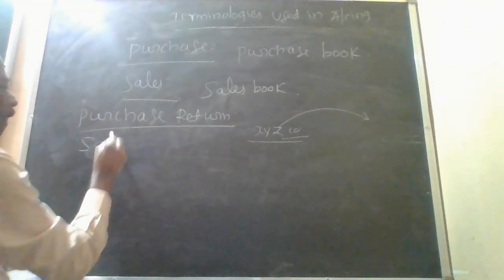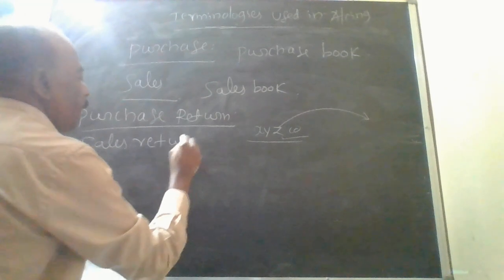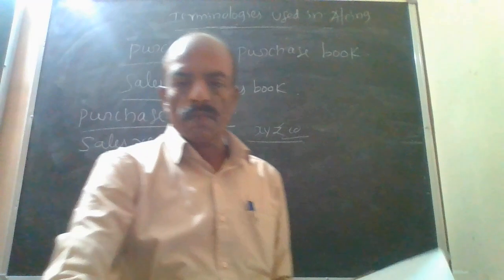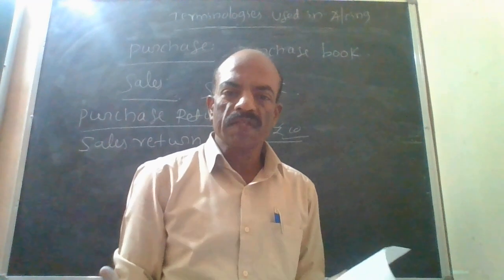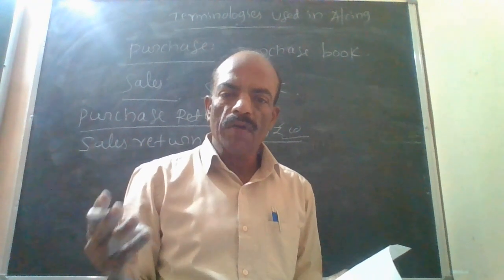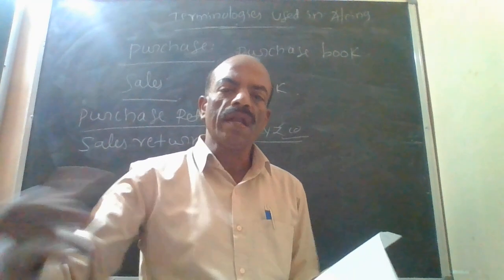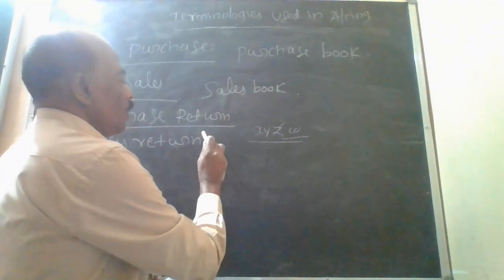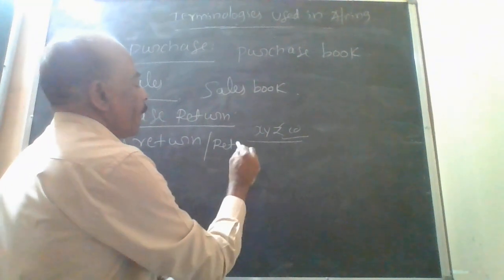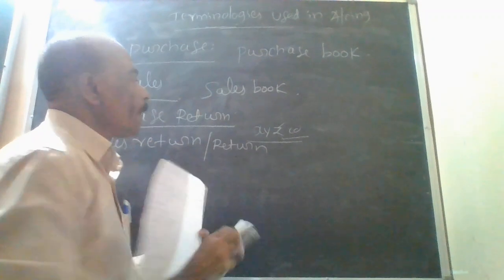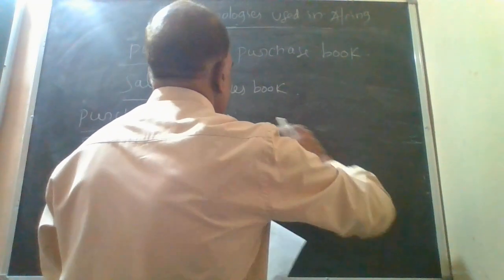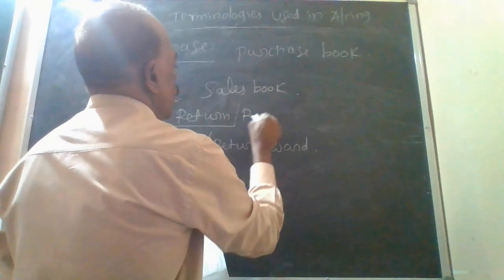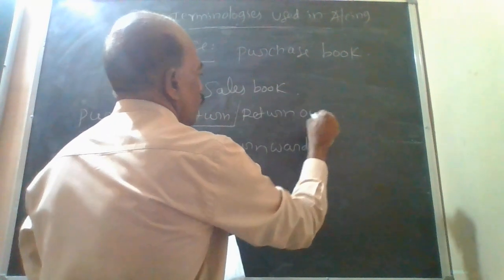Sales return. So ours is XYZ company. We sold goods to different customers. After selling the goods, if the customers find any defect or damages, they can return that goods. That is called what here? Sales return. It is also called return inward. And the purchase return is called return outward.